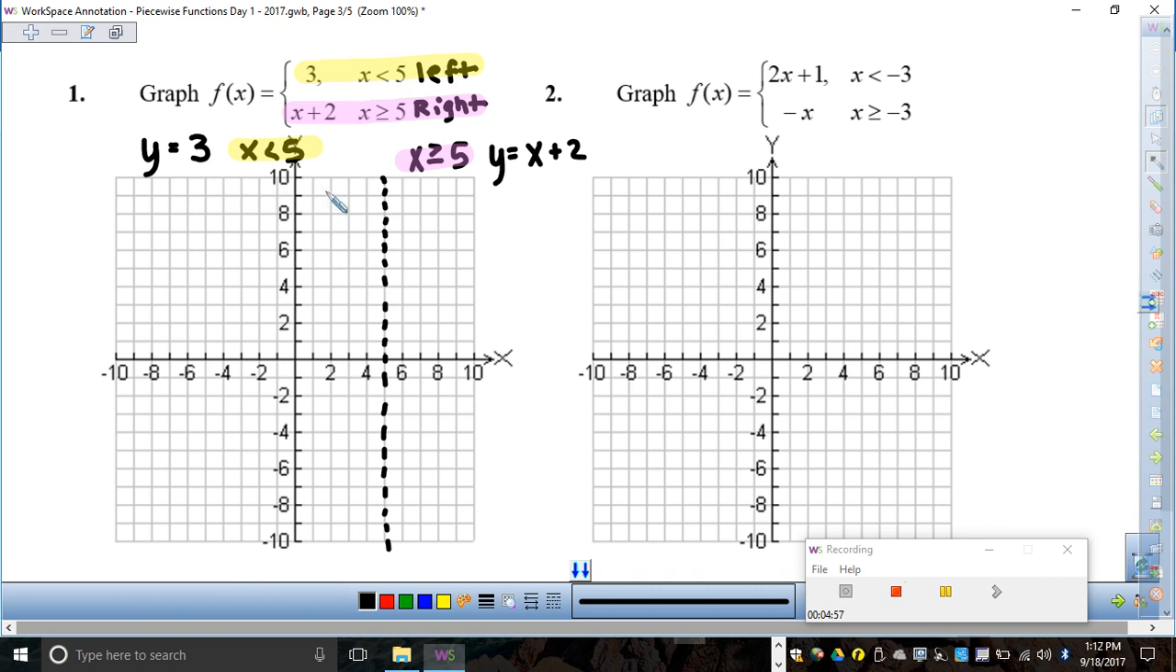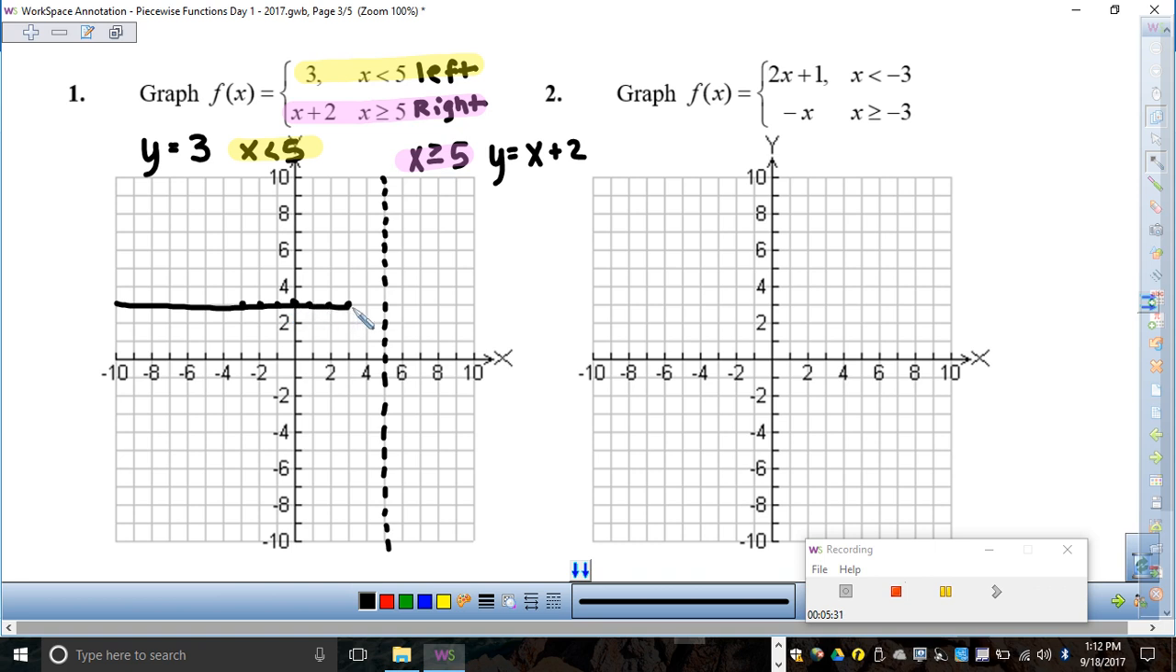All right, so let's think about our left side first. If you think about the graph of y equals 3, anytime we have y equals a number, that's going to be a horizontal line, and it's passing through that y value. So it's going to pass through the y value of 3. If we wanted to get a few more points on our line, no matter what x value, the y value is going to be 3. So it's going to look something like this.